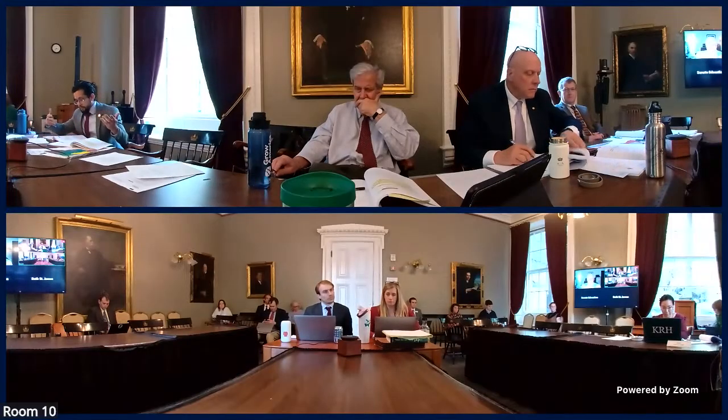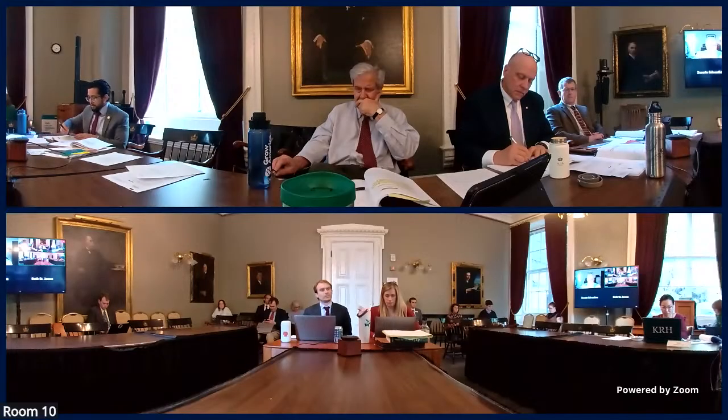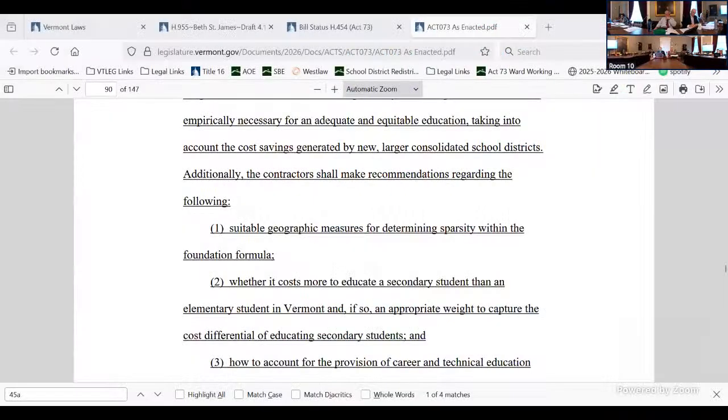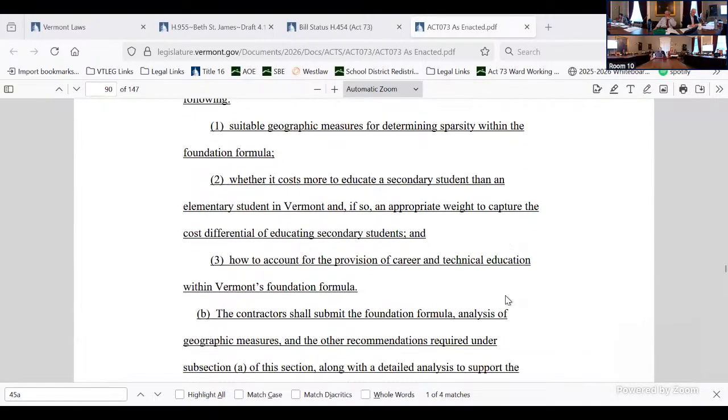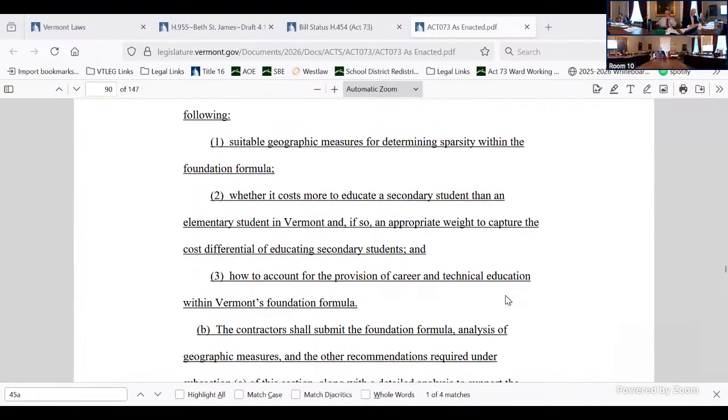a weird, contradictory issue here, where we're saying that the foundation formula shall contain a weight for high school students in order to not charge excess tuition. So that's not really a question, I guess it's just a statement. I hear what you're saying, and I defer to Beth. I take the section to be expressing intent or an expectation of what might come in the report, is almost the way that I would put it.